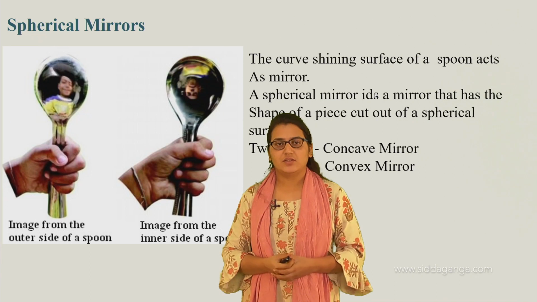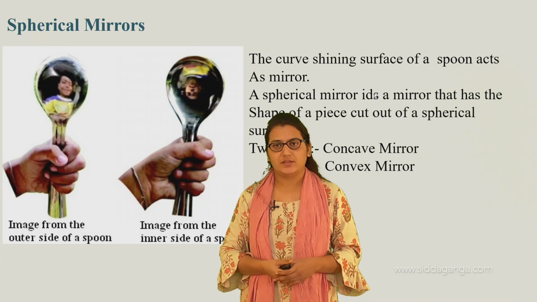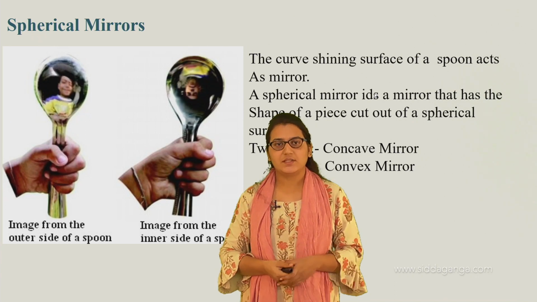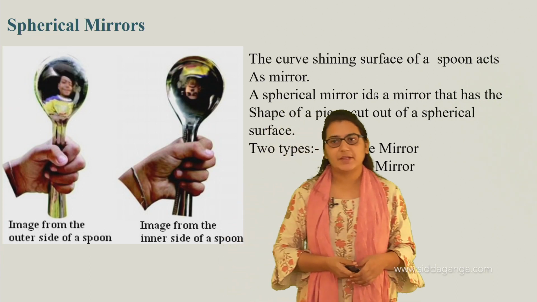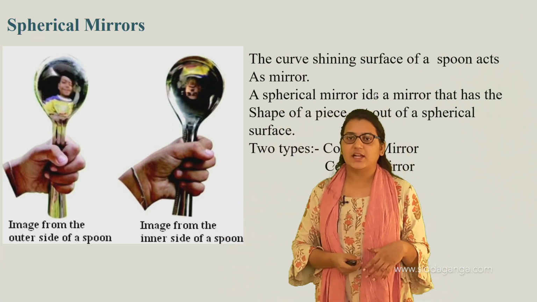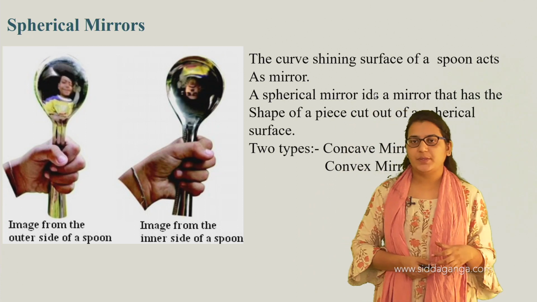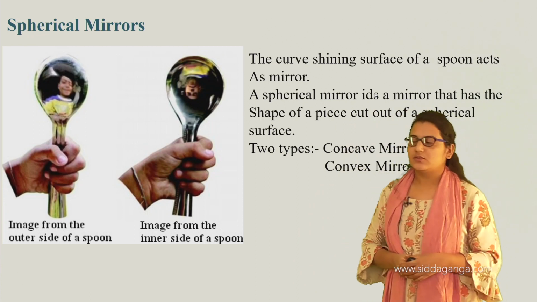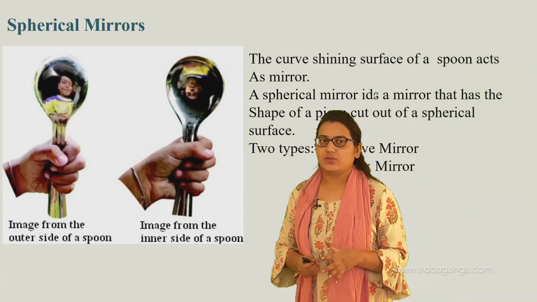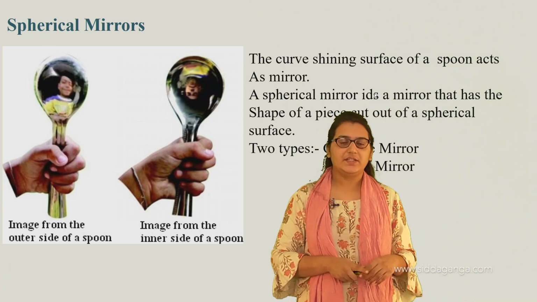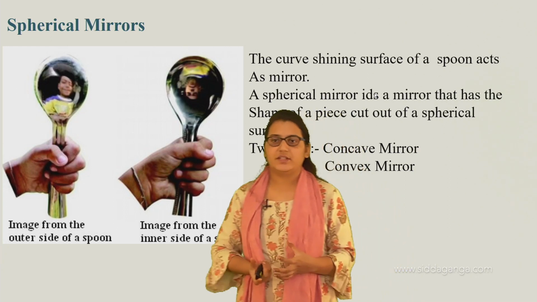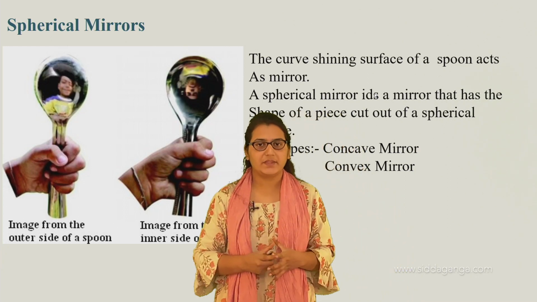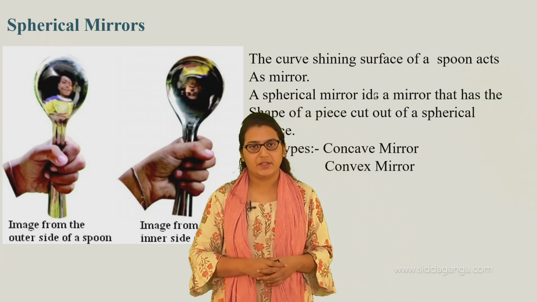Now let us know something about spherical mirrors. So what are these spherical mirrors? A spherical mirror is a mirror that has the shape of a piece cut out of a spherical surface. Whatever the object is, if it is in a spherical shape, that is what we call a spherical mirror.